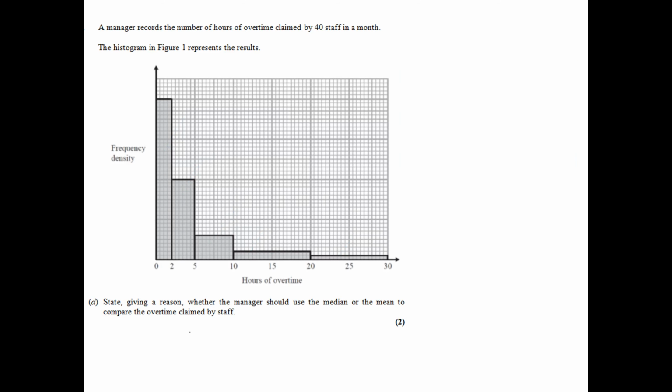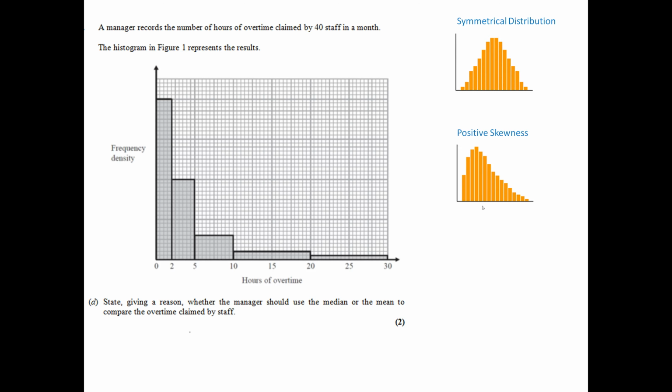In part D, it says state, giving a reason, whether the manager should use the median or the mean to compare the overtime claimed by staff. Now, if we had a symmetrical distribution, it wouldn't matter. The mean is approximately the same as the median in such a distribution, so there wouldn't be an issue. However, in our distribution, we have positive skewness. That means most of the data is at the low end, and I've got some high outliers. For negative skewness, which we don't have, I would have low outliers.